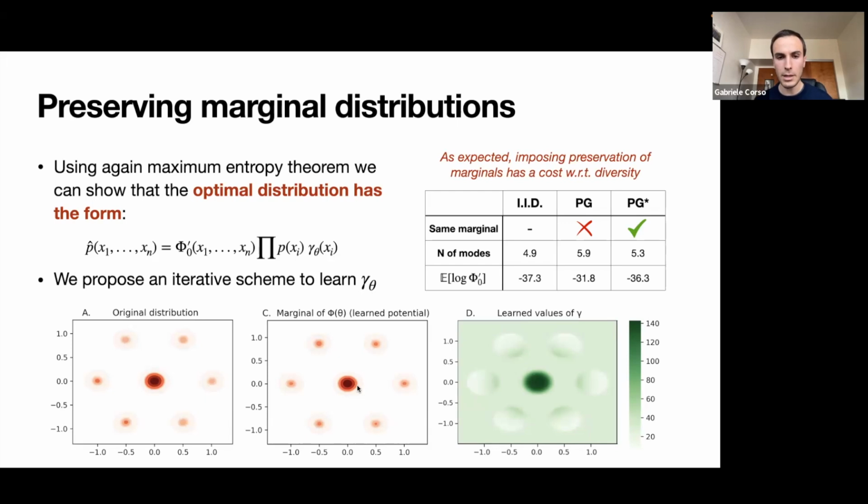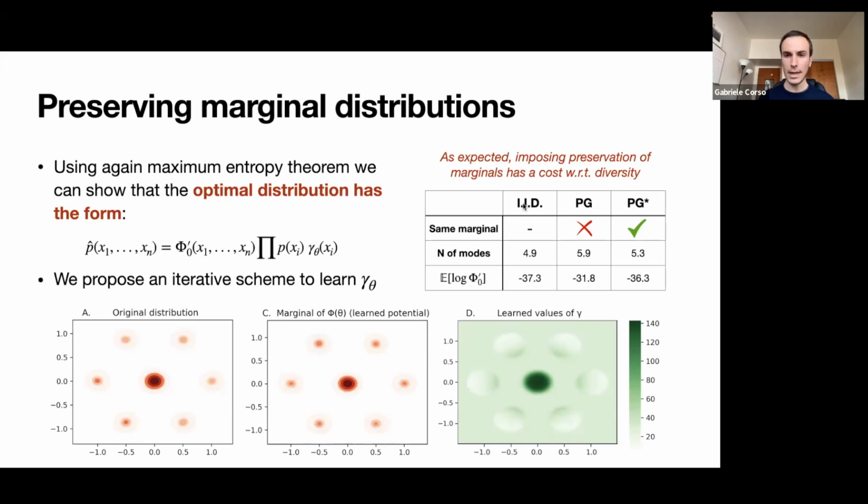and applying this iterative scheme to this particular example that I was showing earlier, we can see that we learn from theta some weights that are trying to basically put more weight in the middle mode and less weight in the side modes. And then when we look at the marginal now, we can see that it pretty much preserves the original marginal.